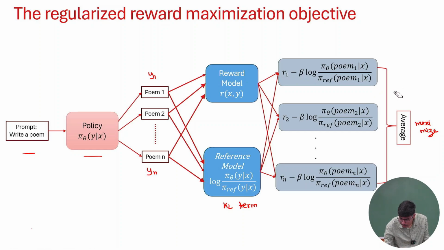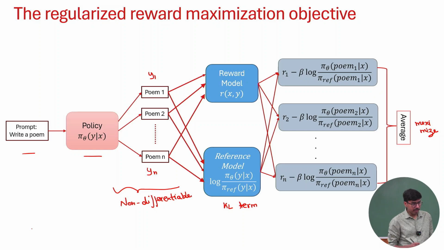But here, there is something preventing me from backpropagating the gradient all the way till the policy, and that is the sampling step. This is a non-differentiable step. Why? Because you are sampling discrete quantities, which are the poems, right? And it's highly non-differentiable, in fact, because you're not even sampling one discrete token, you are sampling a sequence of discrete tokens. So there's no way for the gradient to flow from here to there. Otherwise, you could have simply done backpropagation and you would have been done with it.